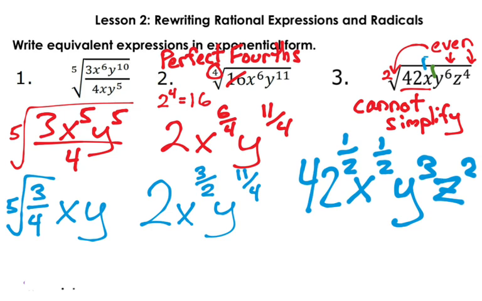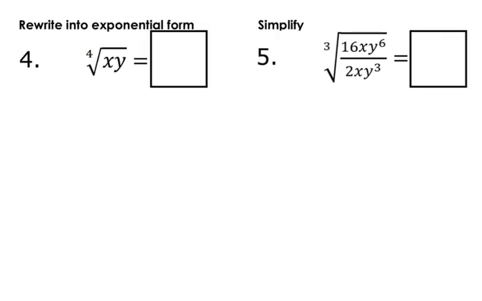The remaining two powers of 6 and 4, 6 divided by 2 is going to be 3, and then 4 divided by 2 is going to be 2. So that's why you have a y to the 6th becoming a y cubed and a z to the 4th becoming a z squared. This is now in exponential form, just simplified as much as we can. But those first two terms, the 42 and the x, you couldn't reduce them any further. Let's look at some more examples on the next slide.